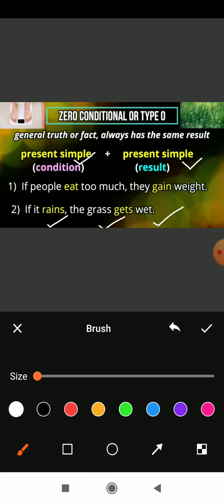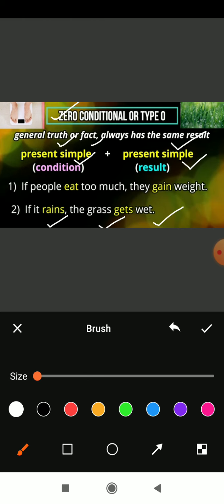Understood? So what do you know about the zero conditional clause? The zero conditional clause always speaks about a truth or fact, and it always has the same result. If the if clause is a fact, the same result is also expected in the main clause.